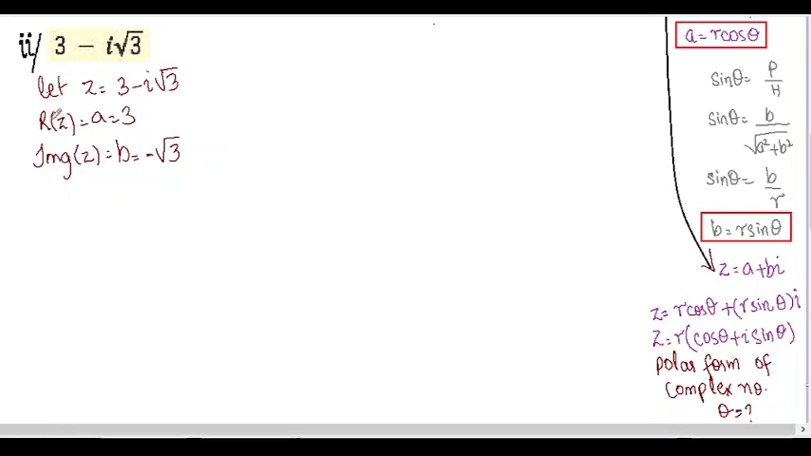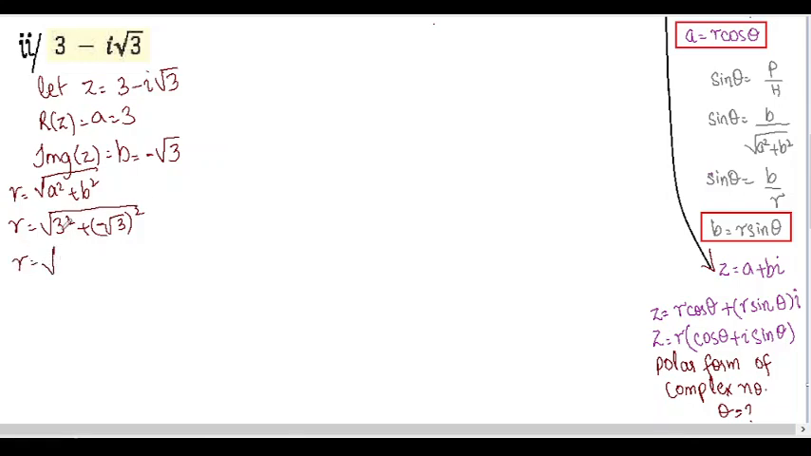So now real part and imaginary part, we have found them. So we are going to find the magnitude of z. r equals square root of a square plus b square, which is equal to square root of a is 3, so 3 square plus b is minus square root of 3, so minus square root of 3 whole square, and with a whole square root.